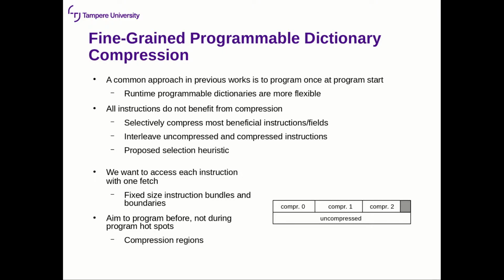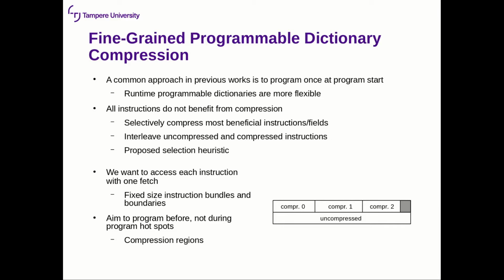It should be noted that all instructions do not benefit from compression. For example, instructions that are only executed once in the program. Compressing them would only incur additional overheads. In our approach, we selectively compress the most beneficial instructions or their subfields. This results in interleaving uncompressed and compressed instructions in the instruction image.